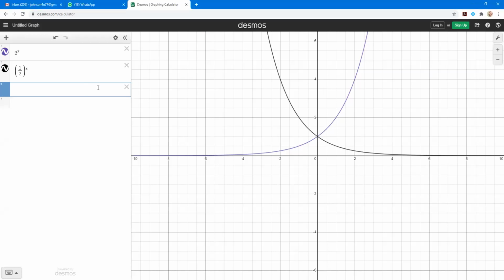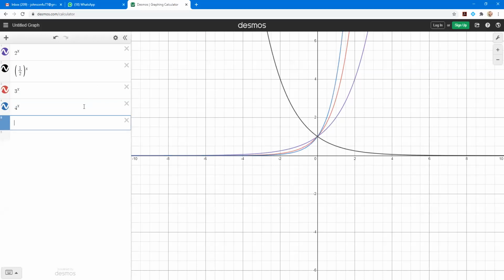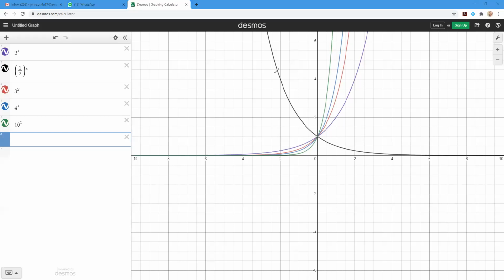Three to the power x. See the red one, 3 to the power x. And the 4 to the power x, they go. 4 to the power x. Or 10 to the power x. The green one, they go. In all the cases, you can see that the function is increasing.